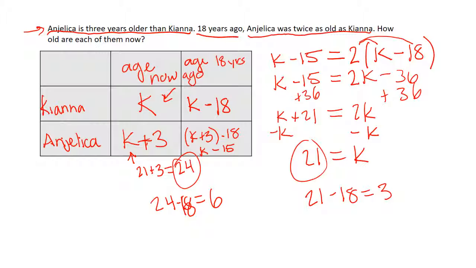Awesome, so we've done it. Kiana is 21, Angelica is 24.